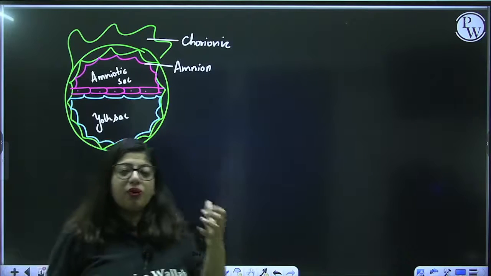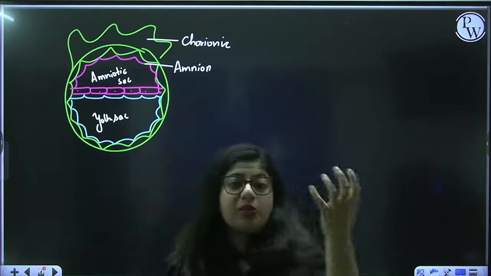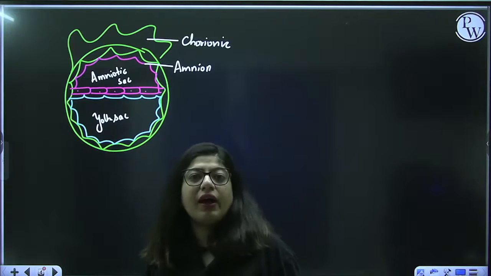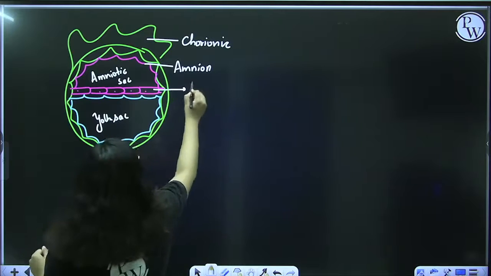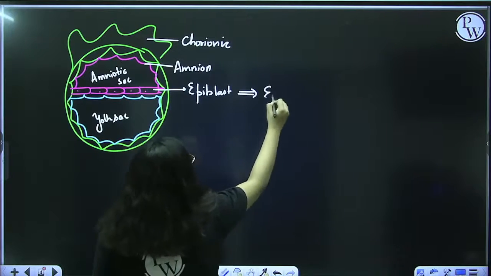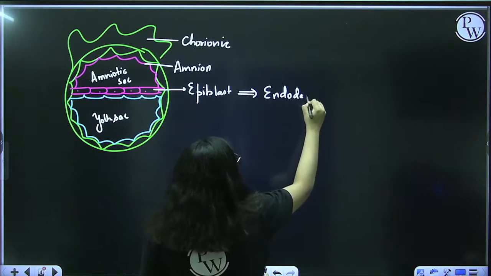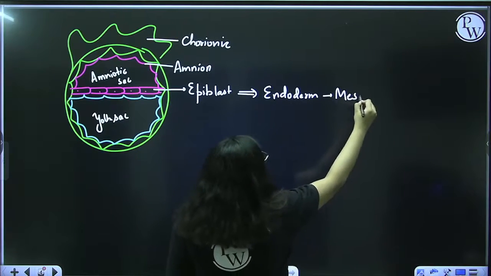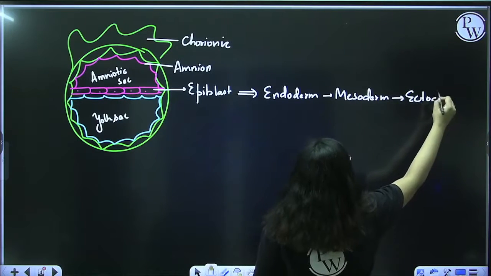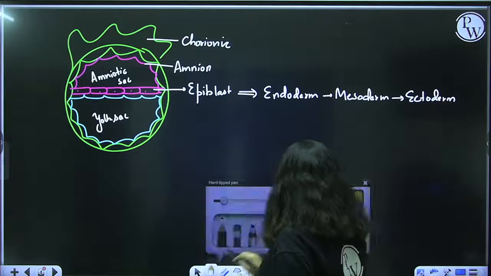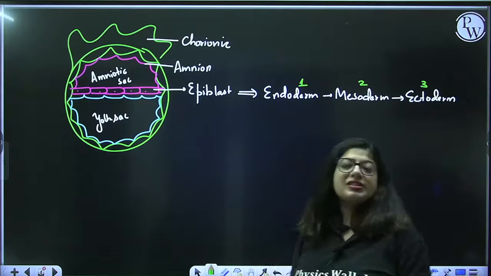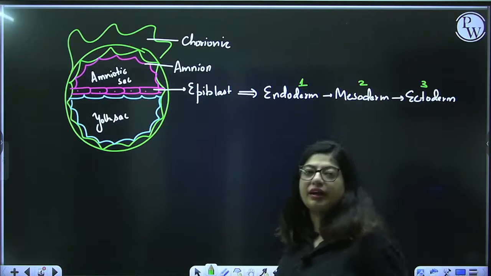I have told you extra embryonic membranes are membranes which are present outside the embryo, they are not part of the embryo. Why? Because epiblast is the one which will form the embryo. Epiblast will further give rise first to endoderm, then mesoderm, and then ectoderm. So that's the sequence in which the three germ layers are formed. First endoderm, then mesoderm, and then ectoderm, right? All these three germ layers will form the entire embryo, right?